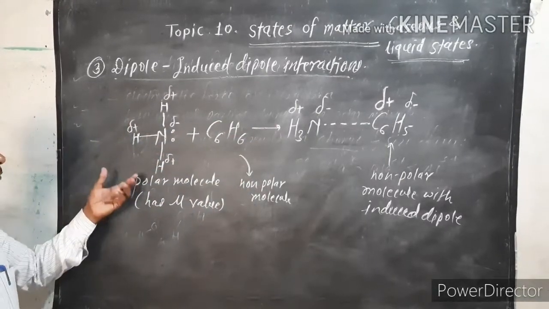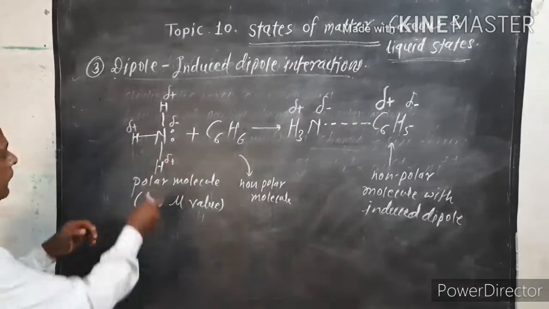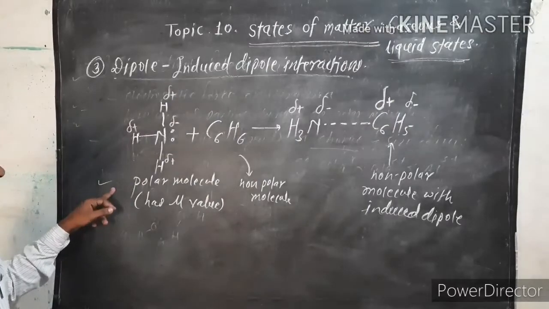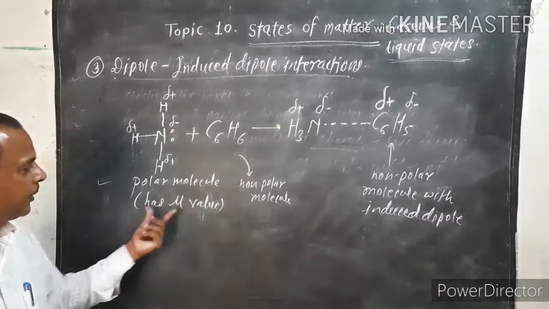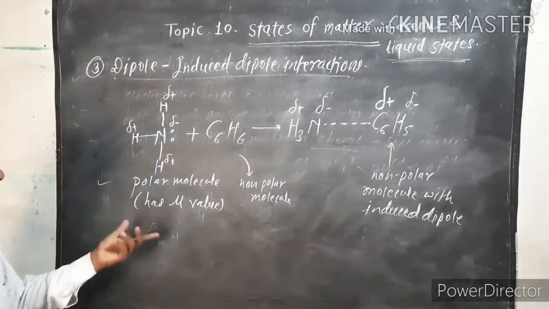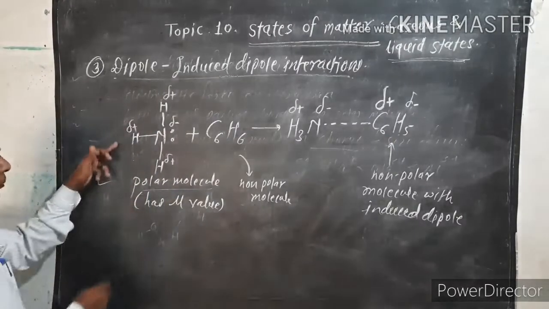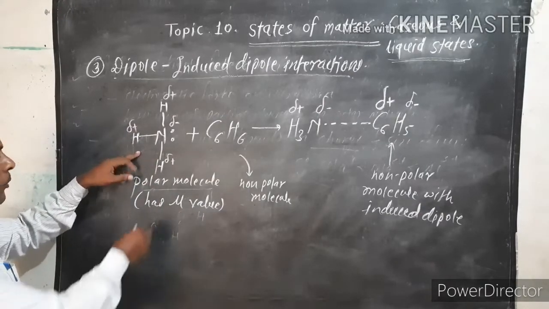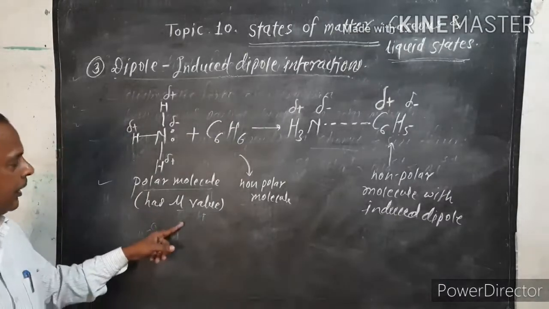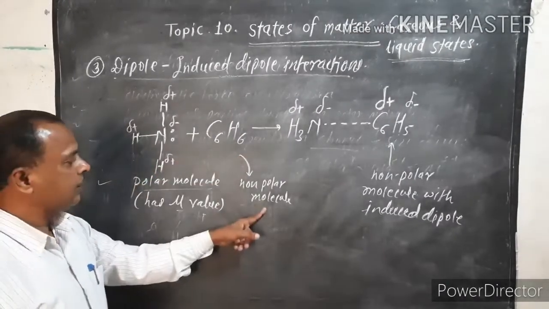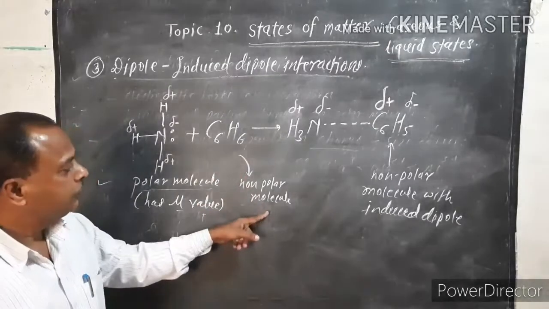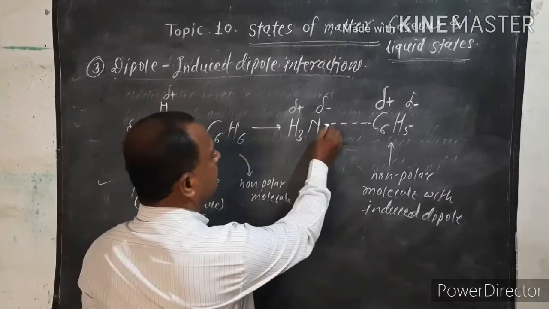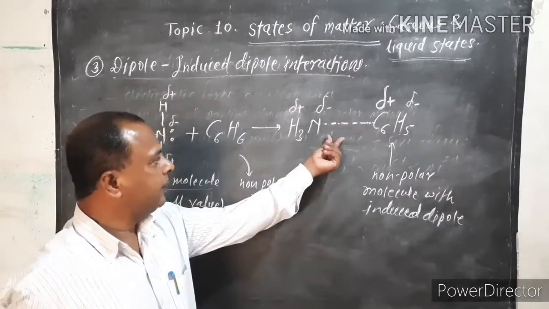But how is that force developed? This is the example. For example, you see here one molecule is polar and another one is non-polar, and in between them an electrostatic force of attraction is created. Here the polar molecule is ammonia. You know that ammonia is a polar molecule, and water is also. The ammonia molecule has a certain dipole moment value. Now this is another non-polar molecule having no dipole moment, zero dipole moment value, and in this case the attractive force interaction is developed.